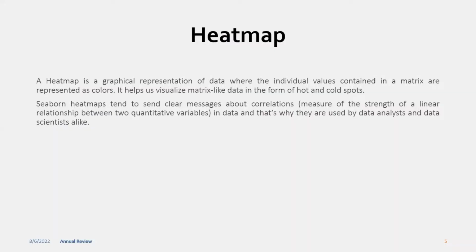Next we have heat map. A heat map is a graphical representation of data where the individual values contained in a matrix are represented as colors. It helps us visualize matrix-like data in the form of hot and cold spots. Seaborn heat maps tend to send clear messages about correlations, which is a measure of the strength of a linear relationship between two quantitative variables in data, and that's why they're used by data analysts and data scientists alike.